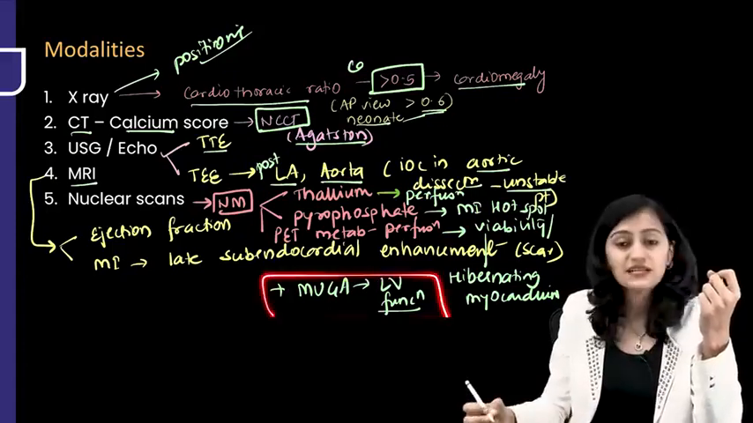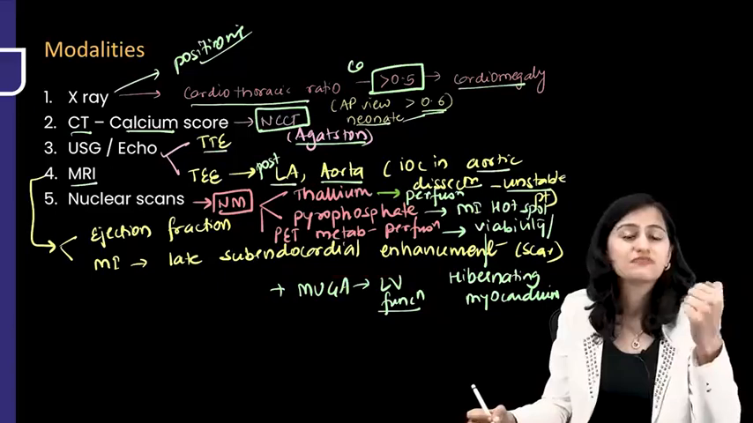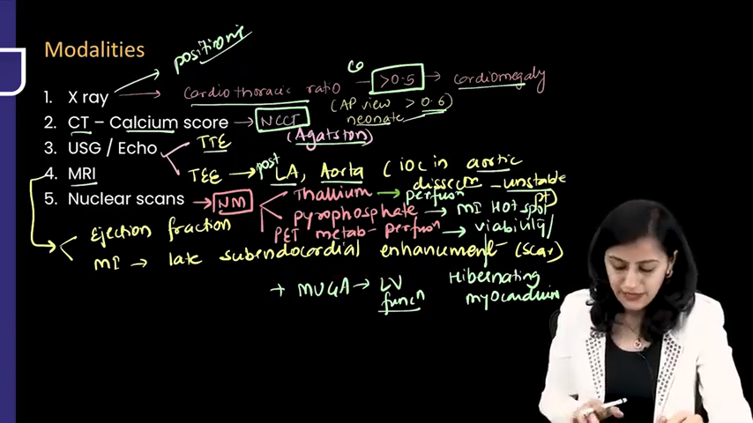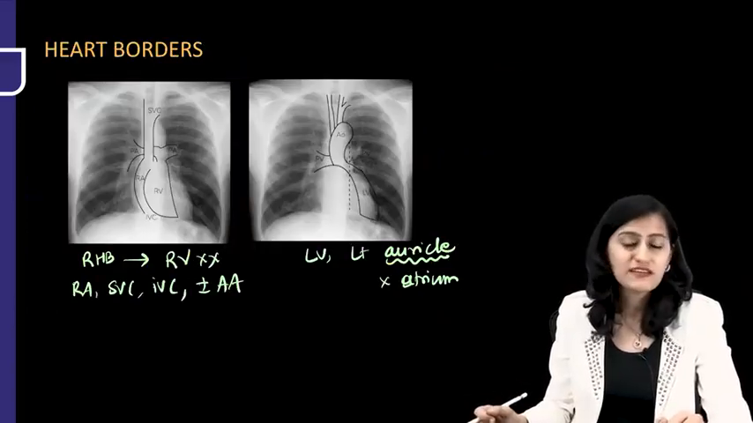MUGA scan is the nuclear scan which is done for LV function, but we said the most accurate is the cardiac MRI. Now coming to the heart borders, very important.